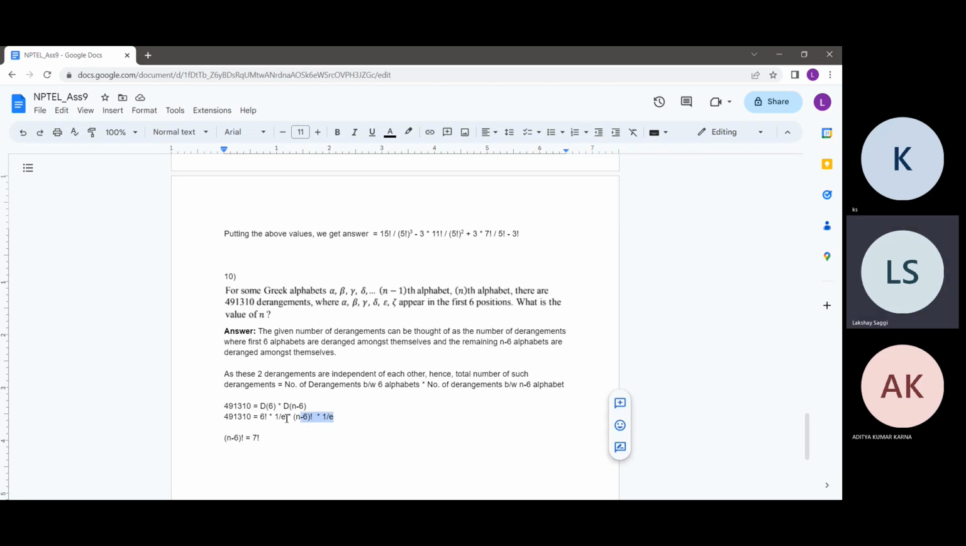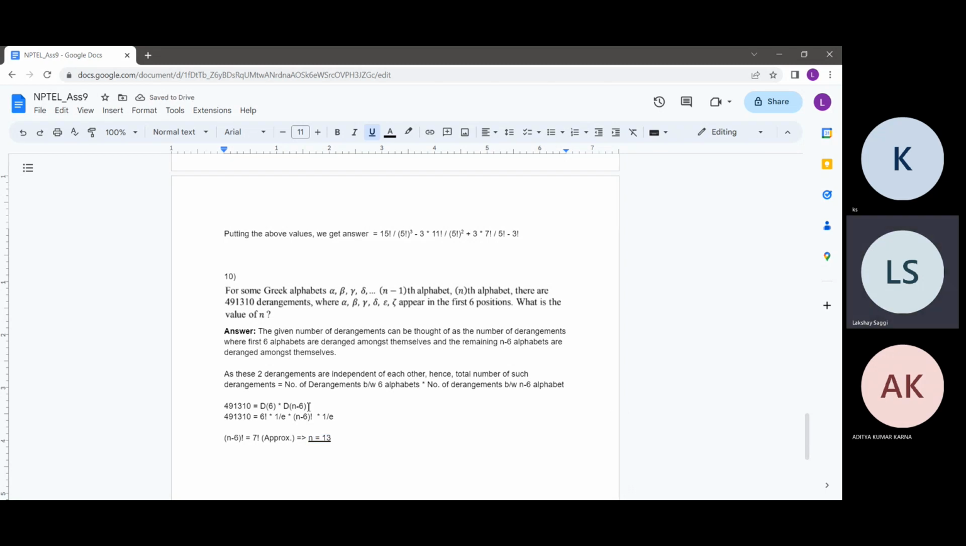So from this equation, 491310 equals 6 factorial times 1 by e times 1 by e times n minus 6 factorial. To find n minus 6 factorial, you will take all of this stuff to this side. And while calculating that, you'll see that it will be approximately equal to 7 factorial, since there is an approximation of 1 by e here. So since n minus 6 factorial is equal to 7 factorial, this implies that n minus 6 is 7, so n is 13. Is the correct answer.